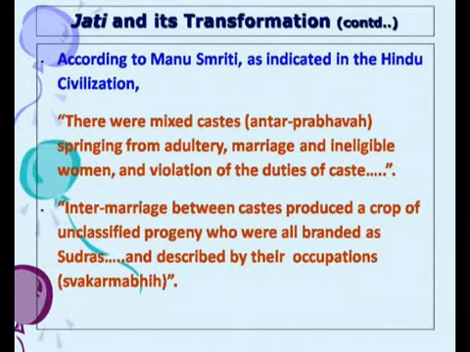According to Manu Smriti, as indicated in the Hindu civilization, there were mixed castes springing from adultery, marriage with ineligible women and violation of the duties of caste. That means if a man or a woman of upper caste marries a lower caste person, then the offspring will be Shudra. If an offspring is produced as a result of intercaste marriage, then the child will be Shudra according to the Smriti. Intermarriage between castes produced a crop of unclassified progeny who were all branded as Shudras and described by their occupations, Swakarmabhih, that means by their own karma.